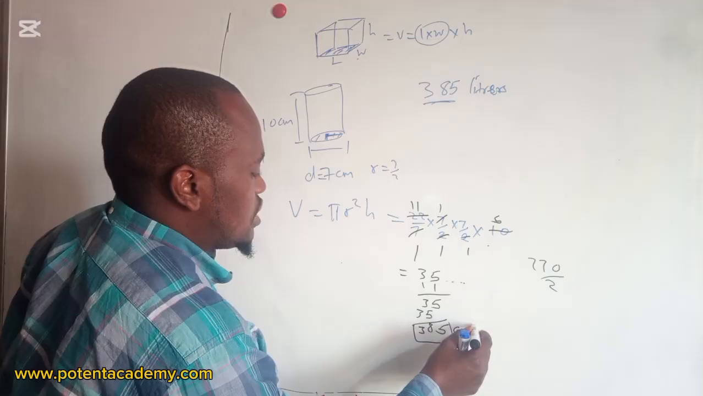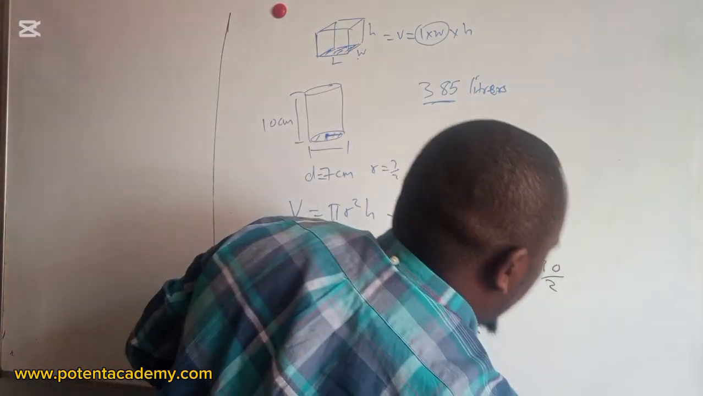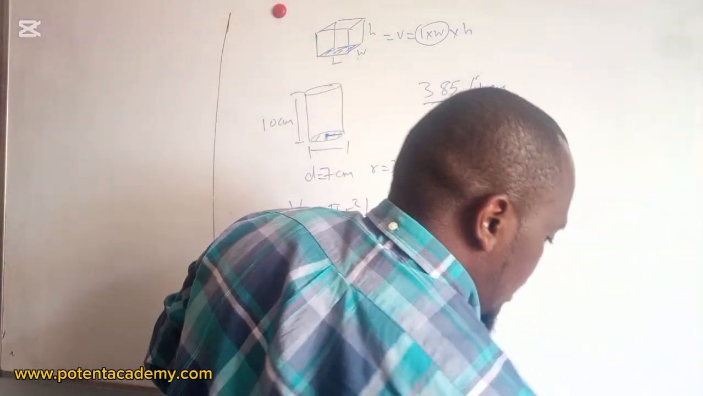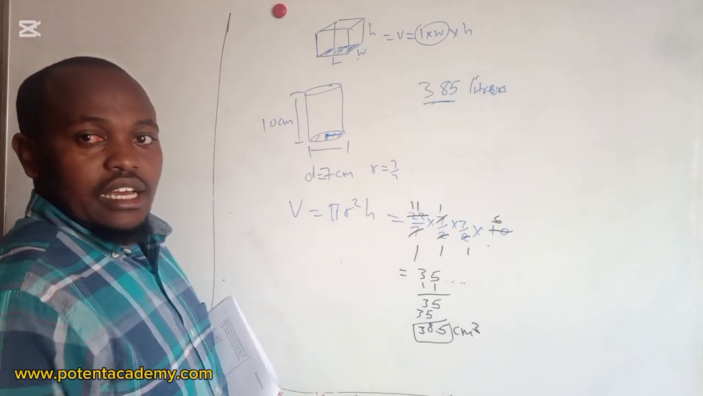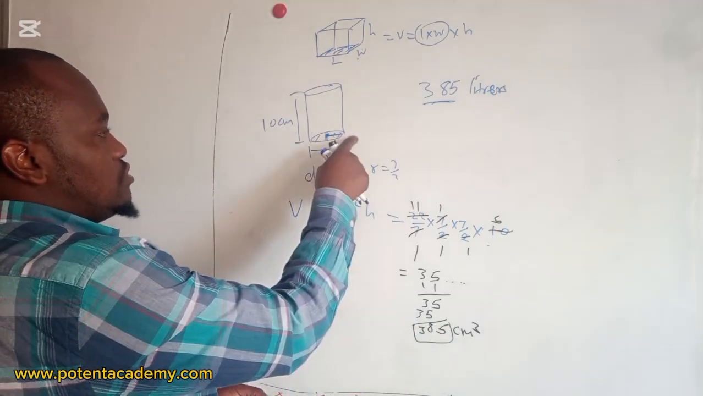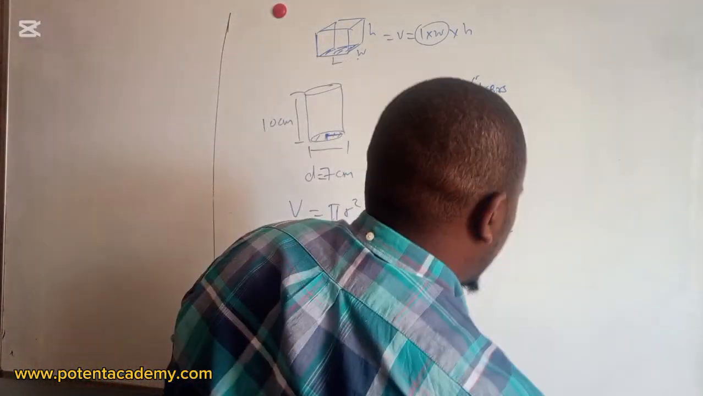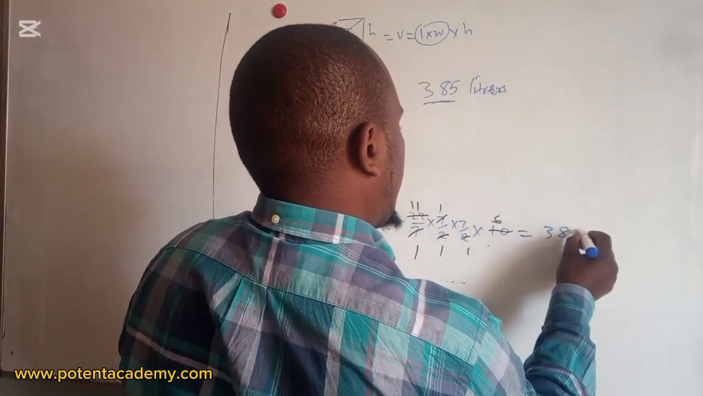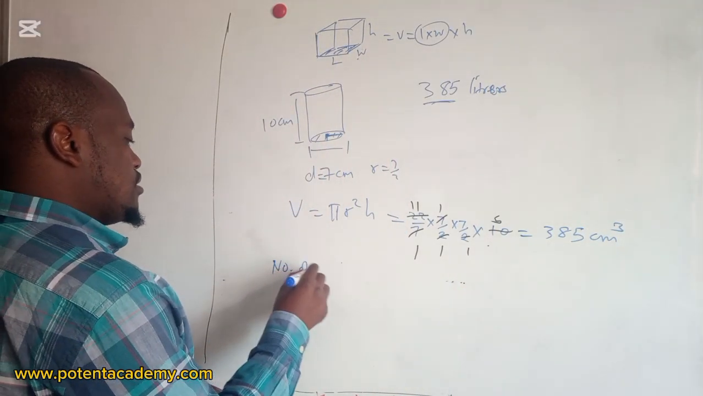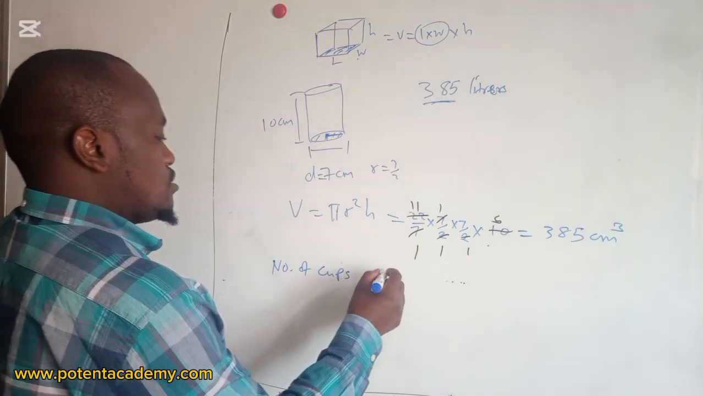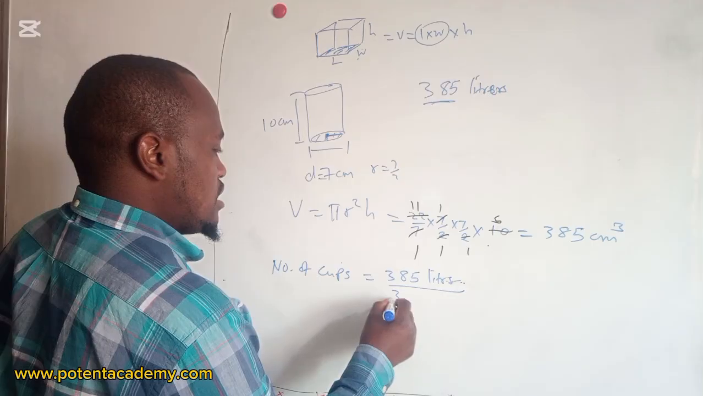Centimeters cubic. This is where now I insist students should write the units. If you don't write the units, you might take this divided by this directly, because now we have found the volume of this container. So the answer here is 385 centimeter cubic. We said number of cups is equal to 385 liters divided by 385.